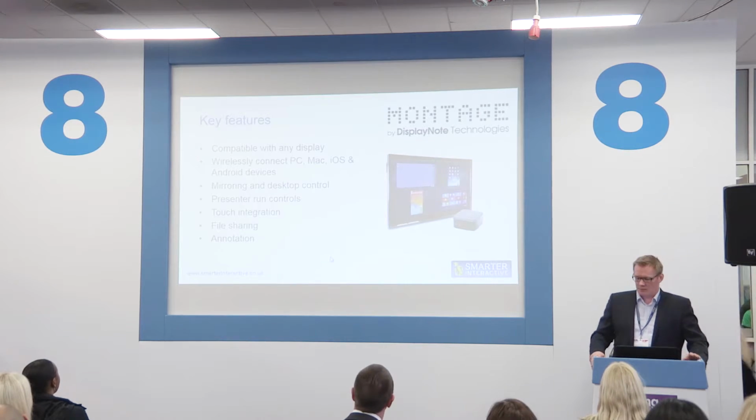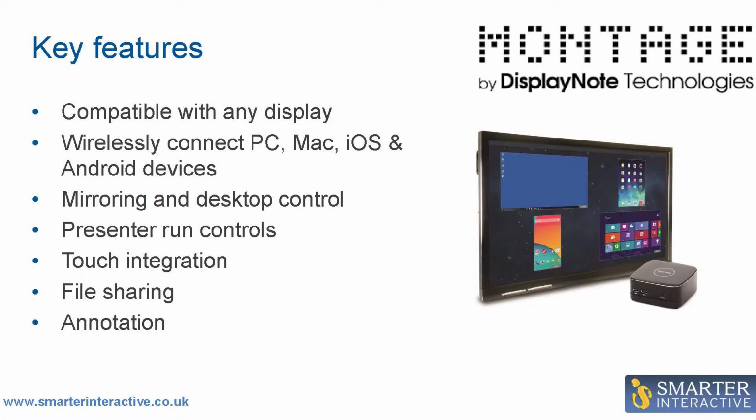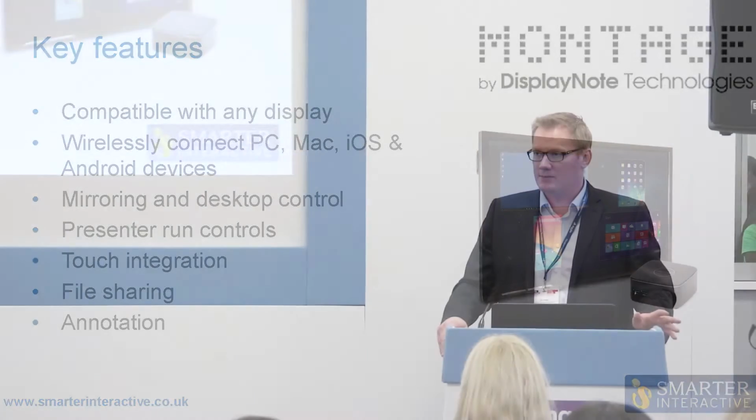So just to quickly summarise what we've been looking at there, the product is actually this tiny little black box. It's not a PC, it's specifically designed for this purpose. It's compatible with any display, so you can attach this little black box to any display that you have already. It allows you to wirelessly connect Windows, Mac, tablets, smartphones to the screen. And with the touch screen, it gives you the ability to move all the images around, so you can actually make them bigger and smaller. You can be in control over what you're actually viewing at the time.